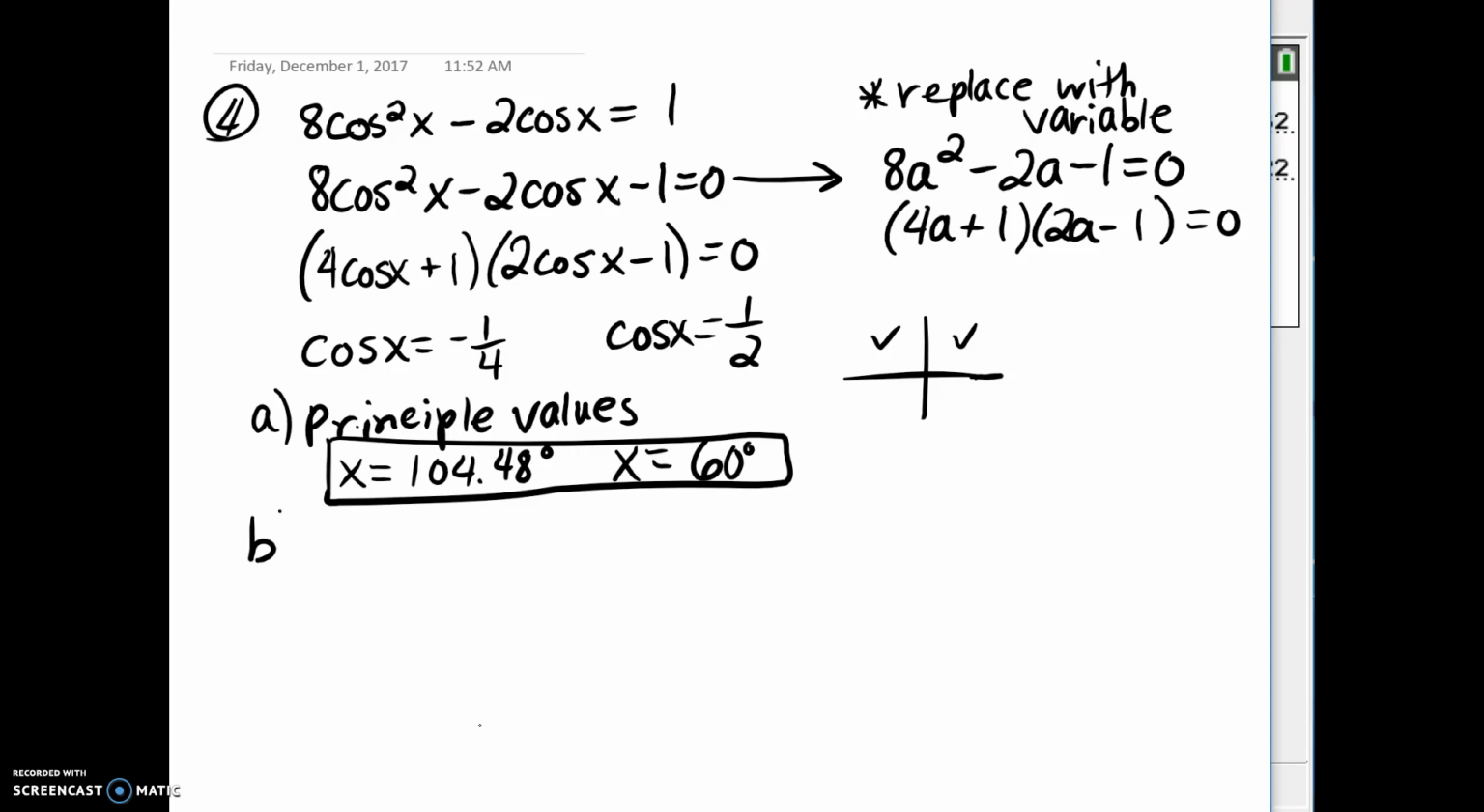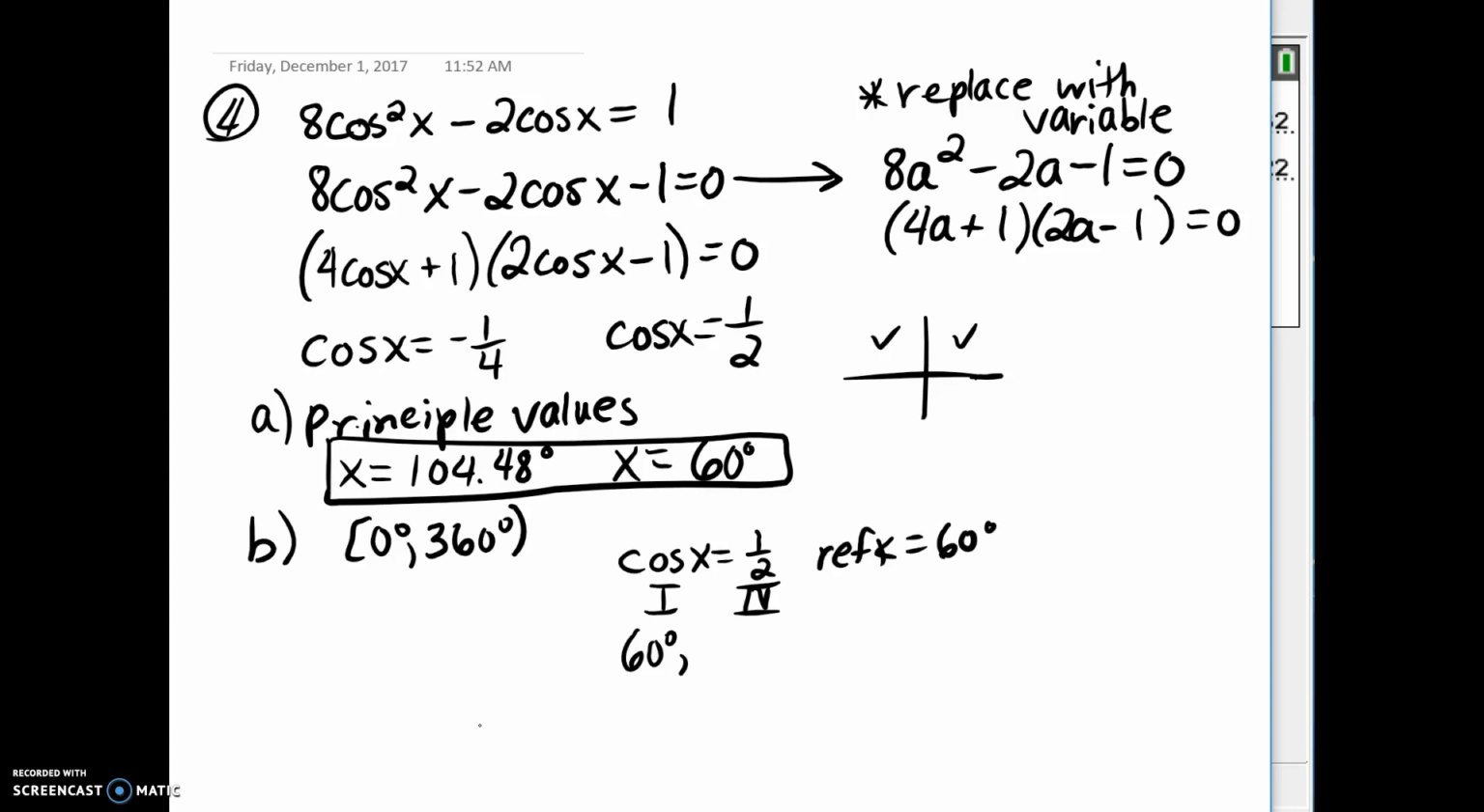Now for the 0 to 360 answers, a little bit different. So if I start with my cosine is equal to 1/2, I have one of my reference angles already. I have my quadrant 1 is going to be 60. Cosine is also positive in quadrant 4, so I can use the rule with the reference angle, which we already have as one of our answers, and do 360 minus 60 to get my angle in quadrant 4. So those are two of my answers.